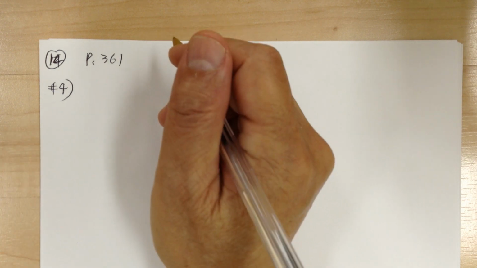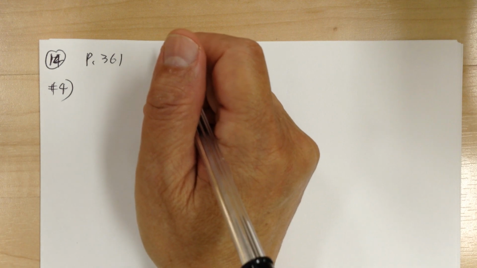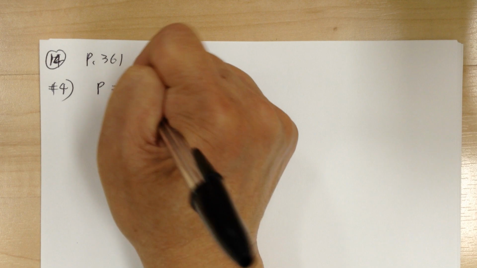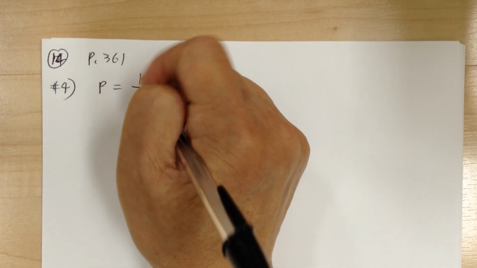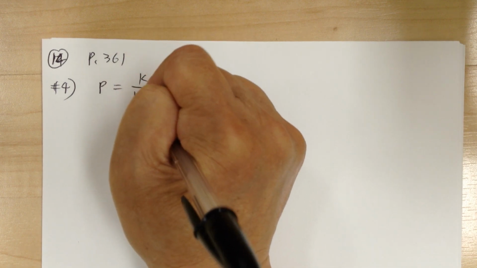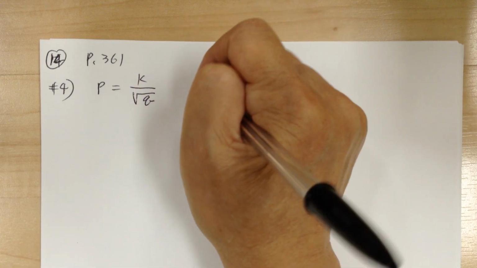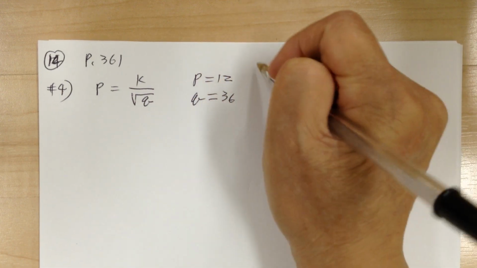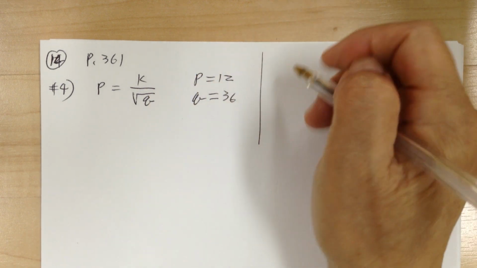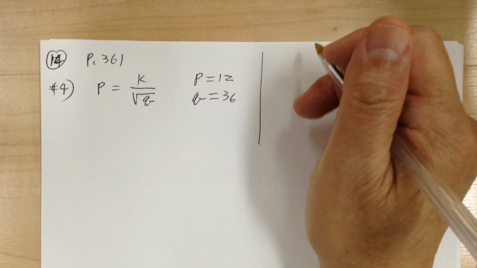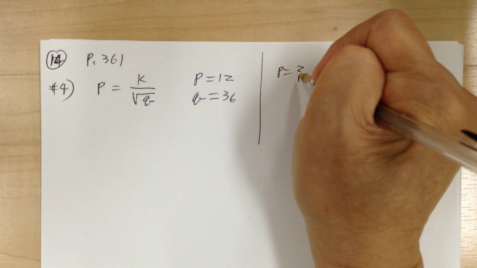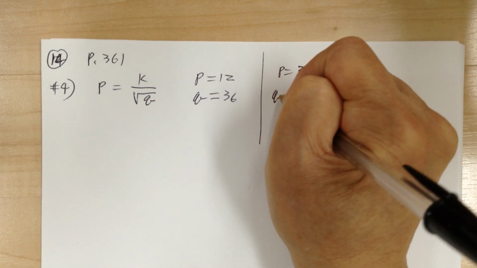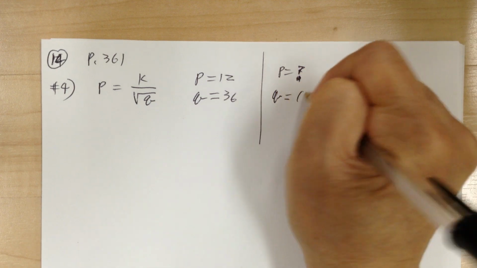Okay, so first you have to translate. It says if P varies inversely, meaning K over something, inversely as the square root of Q, and P equals 12 when Q equals 36. So that's your first scenario. It says to find P when Q equals 16.